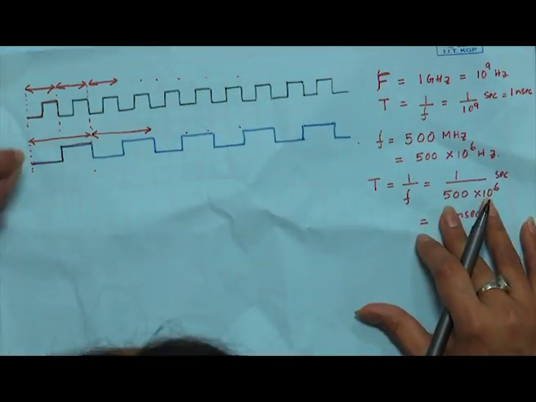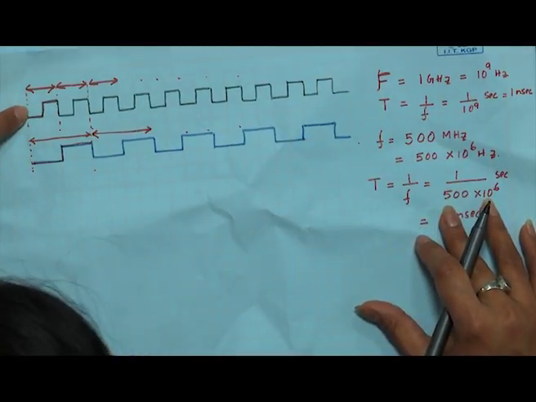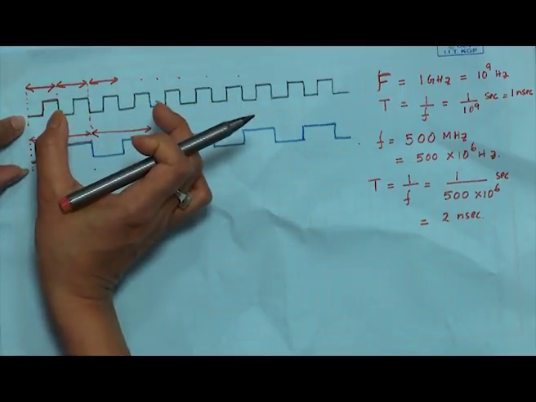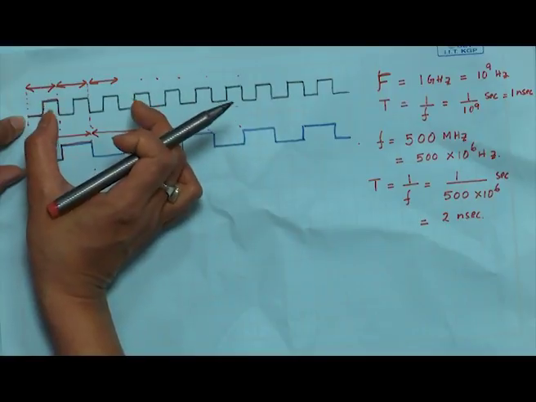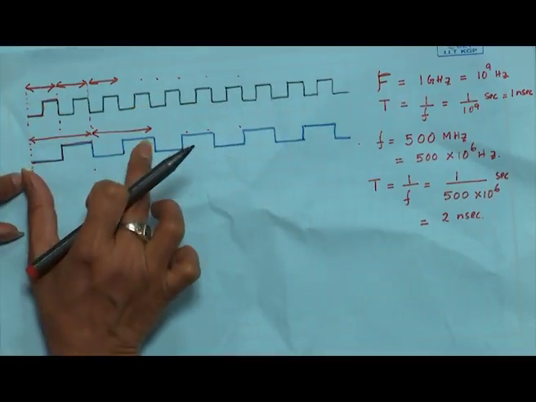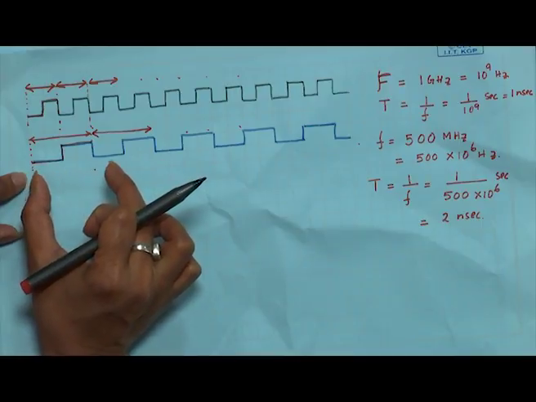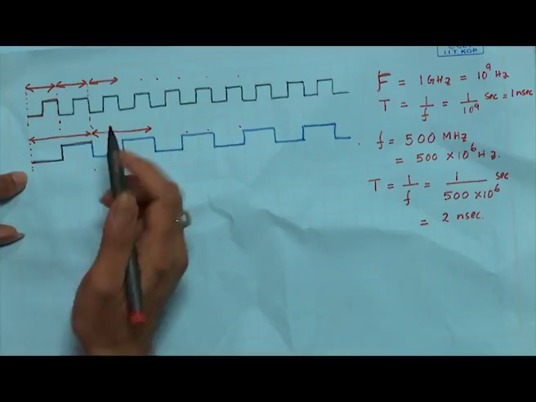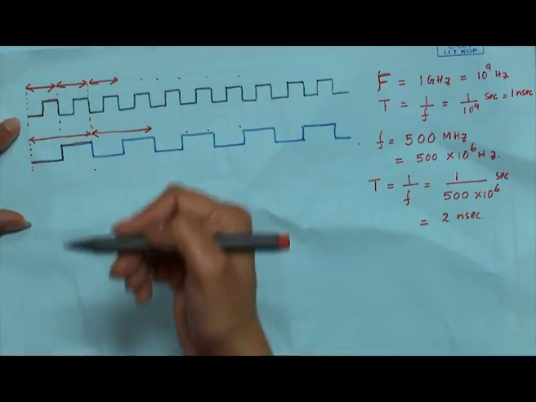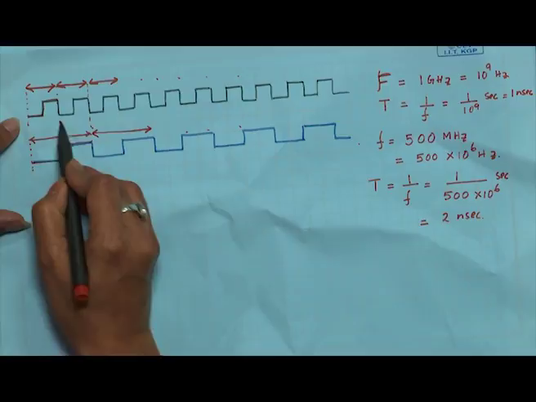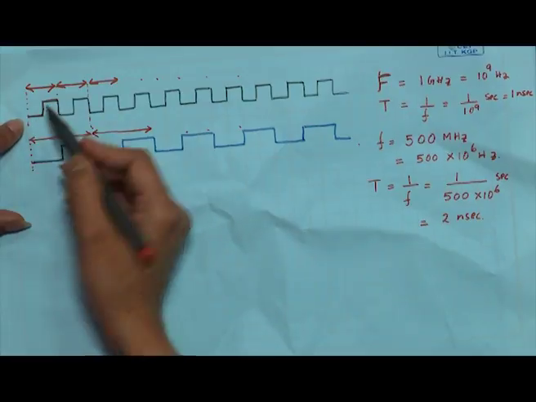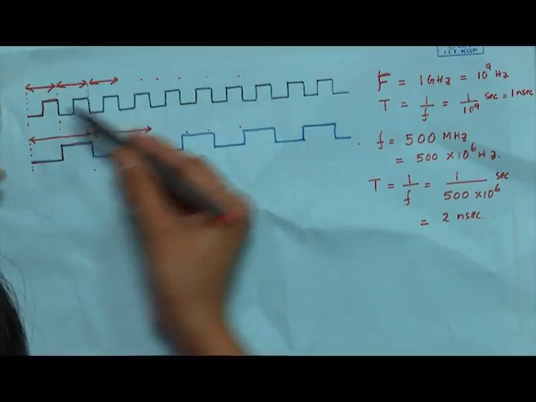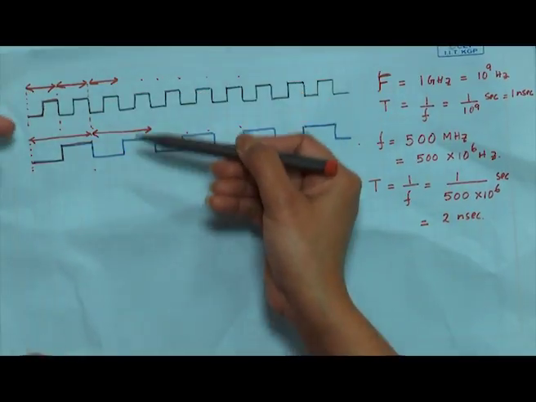Now, you see that in this particular clock, the time period is small, that is your clock cycle time is small, and in this clock the clock cycle time is more. And we know that a processor is performing a task with respect to these clocks. So, whenever this clock is coming, a particular task is getting performed. So, what can we analyze from these two clocks?